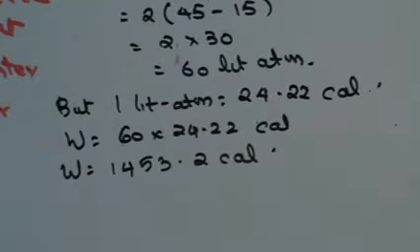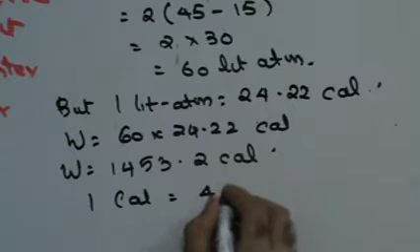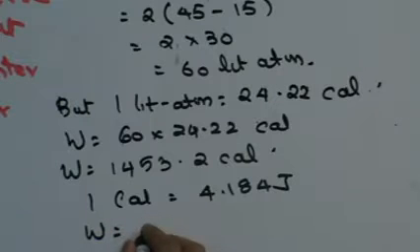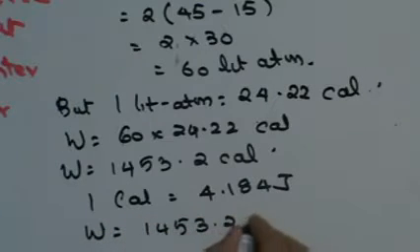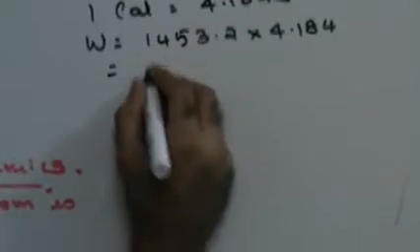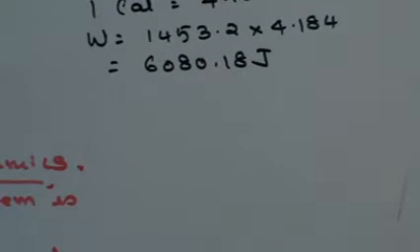I want the work done in joules. I can say 1 calorie is 4.184 joules. So therefore W is equal to 1453.2 into 4.184. This will give you work done as 6080.18 joules. That will be the work done. So the first part of the question was to find out the work done, and I found out the work done.